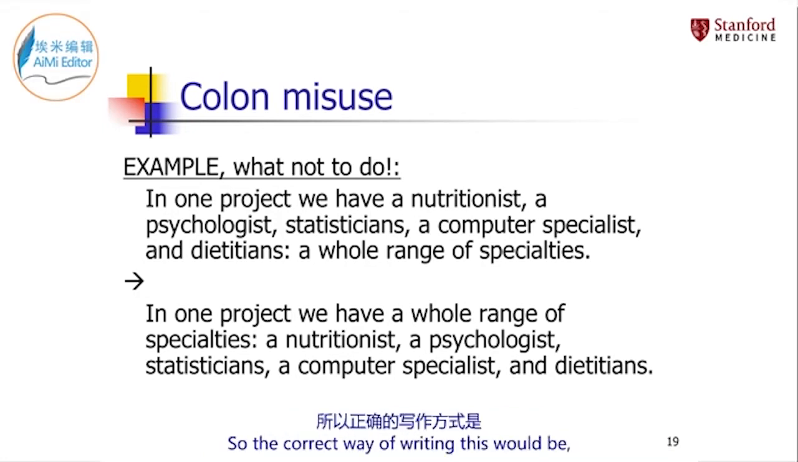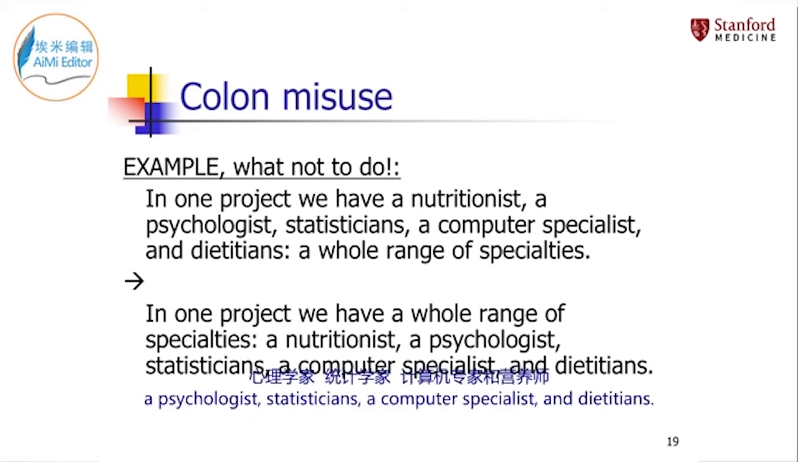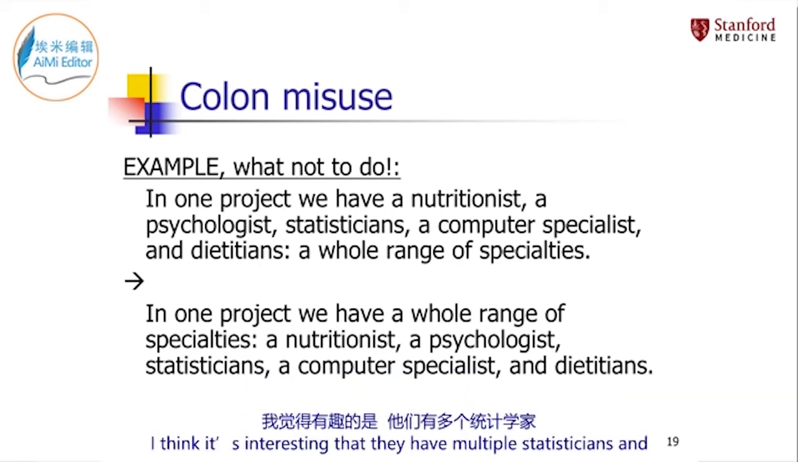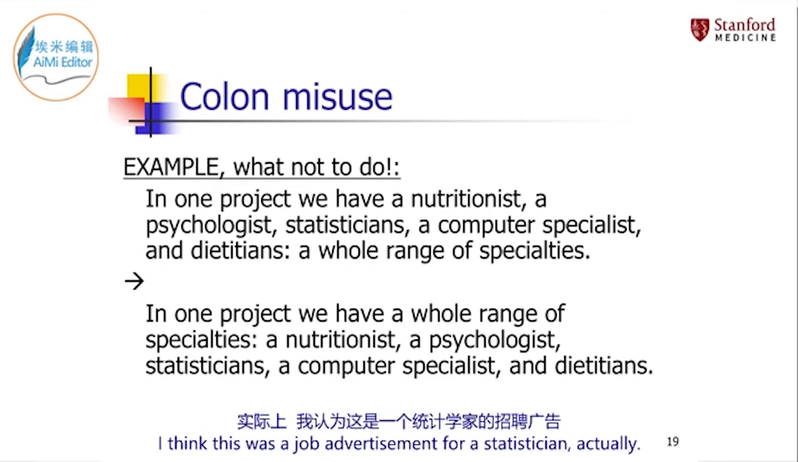So the correct way of writing this would be, "In one project, we have a whole range of specialties: a nutritionist, a psychologist, statisticians, a computer specialist, and dietitians." And I think it's interesting that they have multiple statisticians and multiple dietitians, but only one of each of the others. I think this was a job advertisement for a statistician, actually.